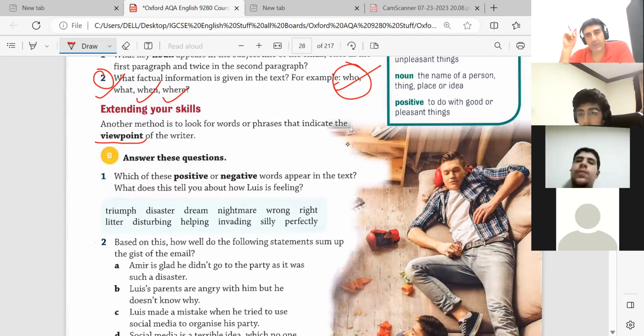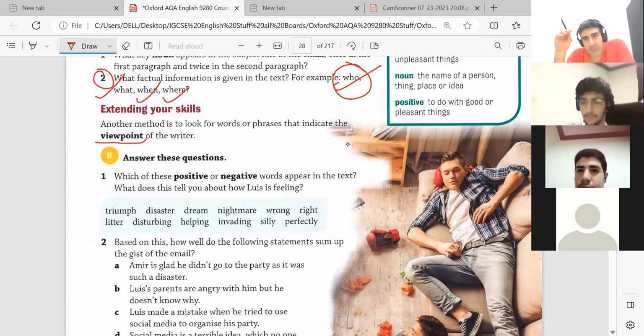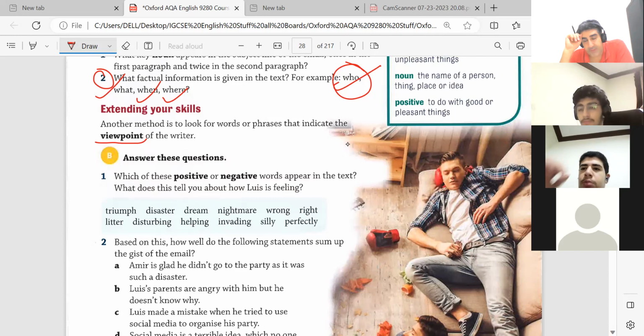We want to know now the state of mind or opinion of Lewis as he writes the email. How do you know his point of view? So you have two ways, guys. Guys, understand me well, these reading skills are very important. So number one, to understand the passage, look for factual details, as you did now. Factual details including who, what, where, and when.